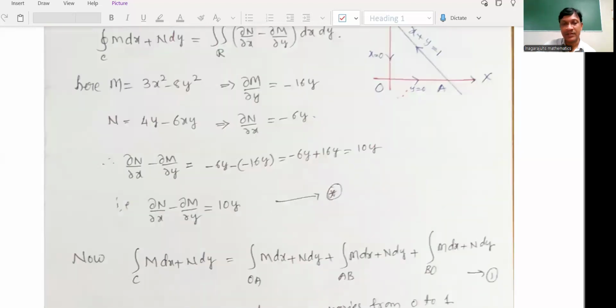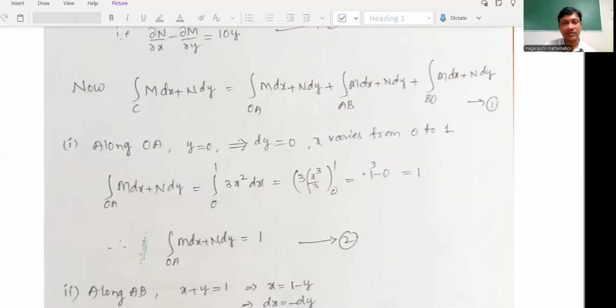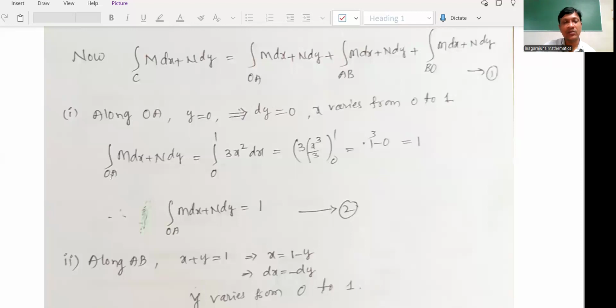So the integral along OA of M dx plus N dy is equal to the integral from x equal to 0 to x equal to 1 of 3x squared dx. The integration of x squared is x cubed by 3, and the 3 gets cancelled. The limits are 0 to 1, so upper limit minus lower limit, 1 cubed minus 0 cubed, is equal to 1. Therefore the integral along OA of M dx plus N dy is equal to 1. Let this be equation number 2, along the first curve.